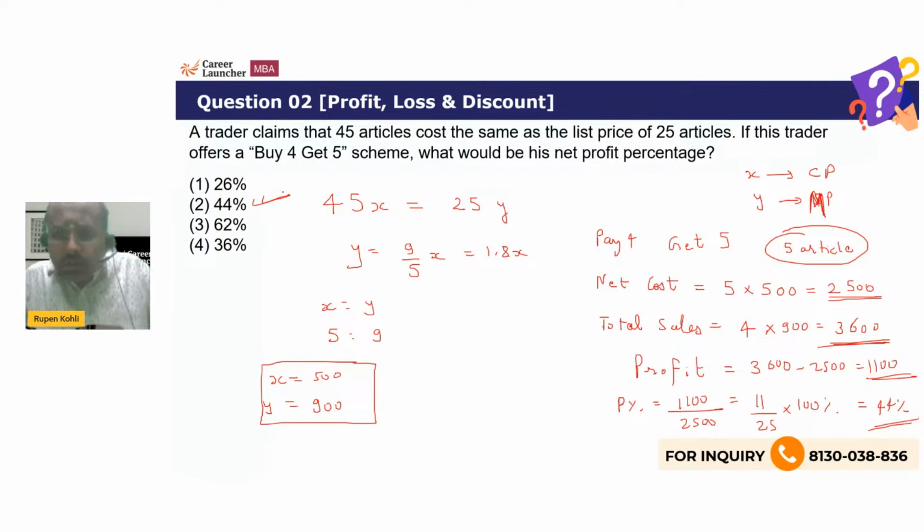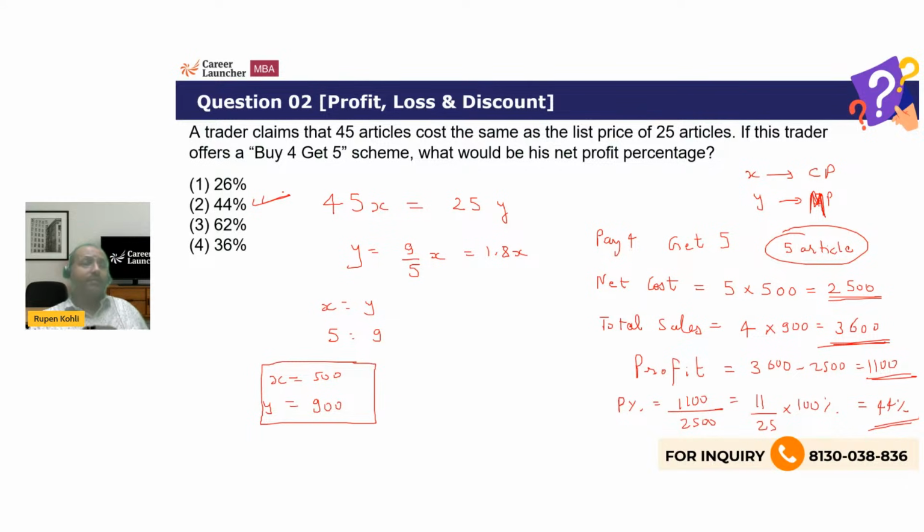So the key was that you understand that the first statement gives you the ratio of marked price to cost price. Further, work on buy 4 get 5, assume the numbers as 500, 900, and then work out the net cost and the net revenue, and that helps you find the profit percentage, right, people? So I illustrated this in detail, but for me this is like a less than 1 minute, 45 seconds question if you get this logic, right?